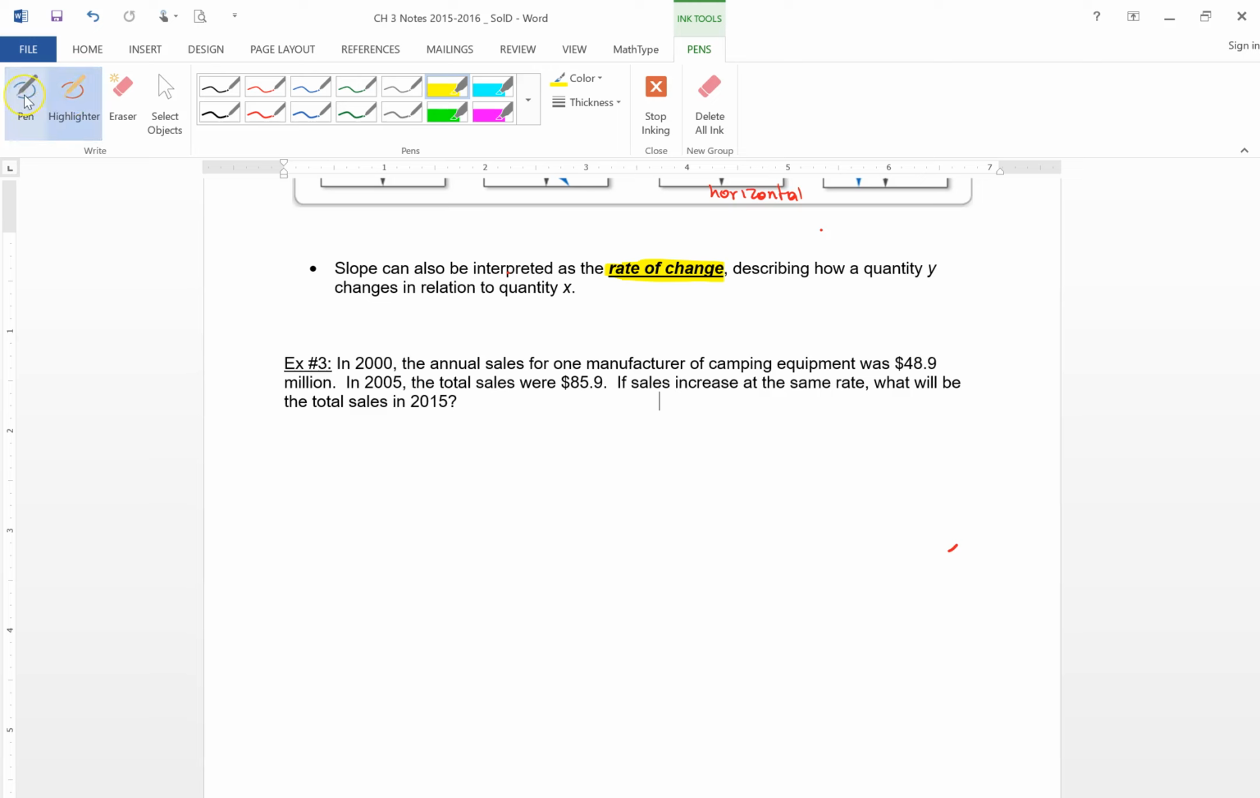Alright, so let's take a look at this one. In 2000, the annual sales for one manufacturer of camping equipment was $48.9 million. In 2005, the total sales were $85.9 million. So the sales went up from 48.9 to 85.9 million. If the sales increase at the same rate, what will be the total sales in 2015? So in order to do this, first we have to find the rate. Okay? And what's another word for rate? Slope. Yes.